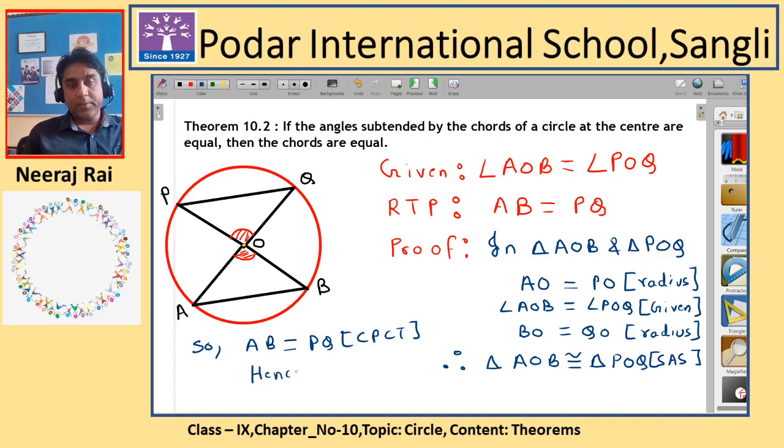So these are simple proofs. You can go through this proof and practice it. You also have to learn it properly, because sometimes the proof comes in the exam. Based on this proof, there are many good sums present in the NCERT book. So I hope you have understood these two simple proofs, theorem 10.1 and theorem 10.2. Theorem 10.2 is just the converse of theorem 10.1.